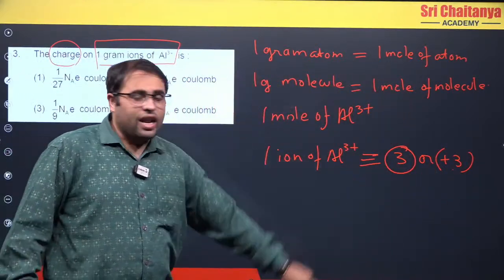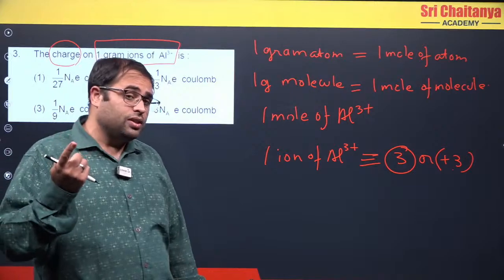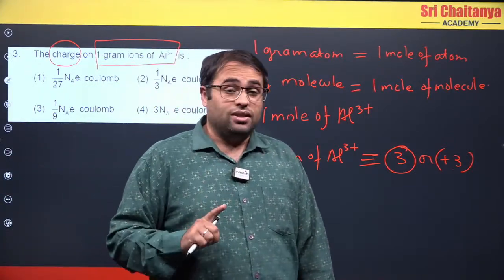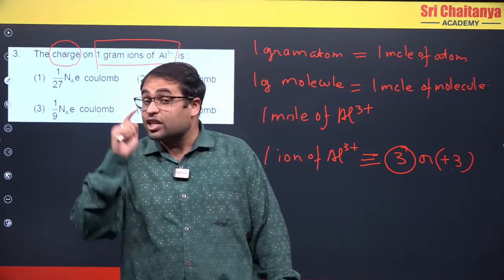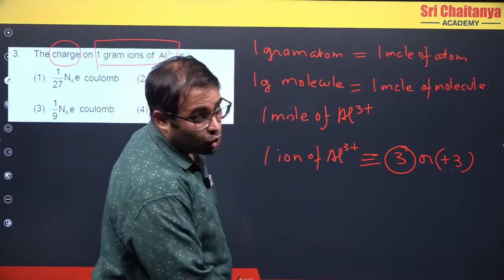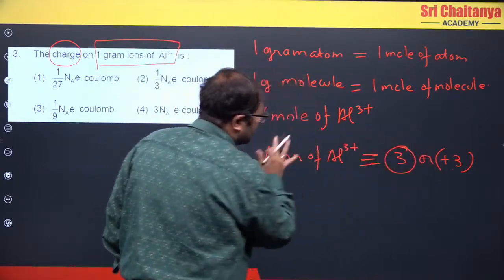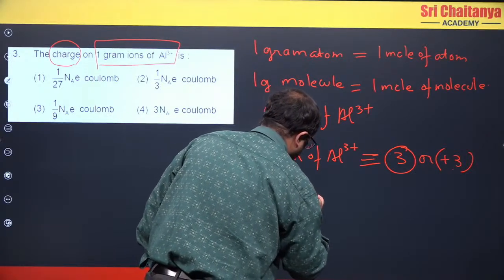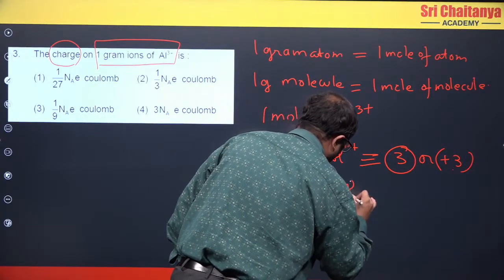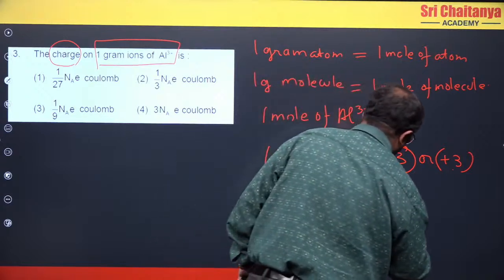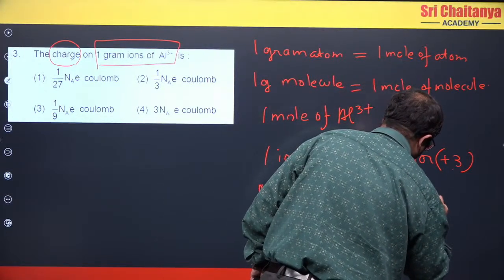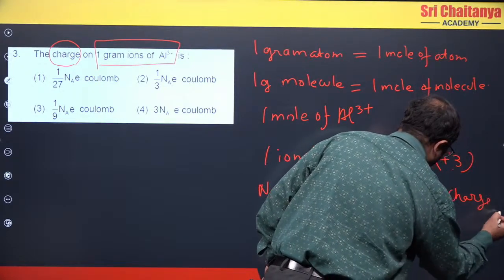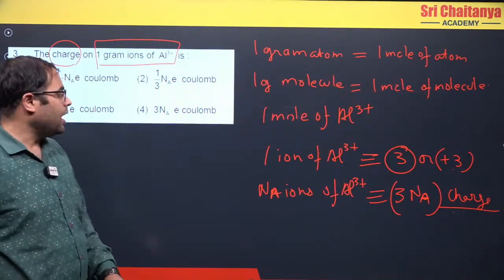Now, if you have 1 ion, and I want 1 mole, how many ions is that? Na ions. Remember, it is Avogadro's number, 6.023 into 10 raised to the power 23. So multiply both sides by Na. Now you have Na ions of Al3 plus, which will equal 3 Na charge, right? 3 Na charge.